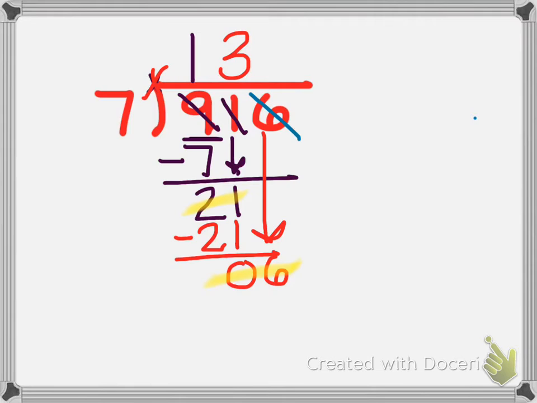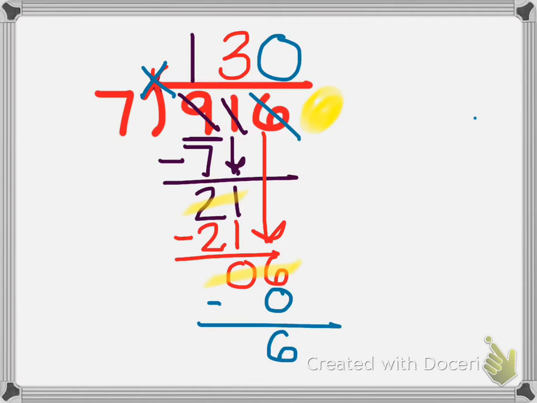So 6 divided by 7. There are 0 7s in 6. 0 times 7 equals 0. Subtract. 6 minus 0 is 6. Do I have anything left to bring down? I do not, so 6 becomes my remainder. The quotient is 130. The remainder is 6.